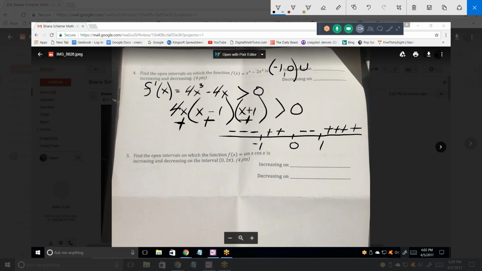Parentheses or brackets? Parentheses. And decreasing? Negative infinity to negative 1 and 0 to 1.